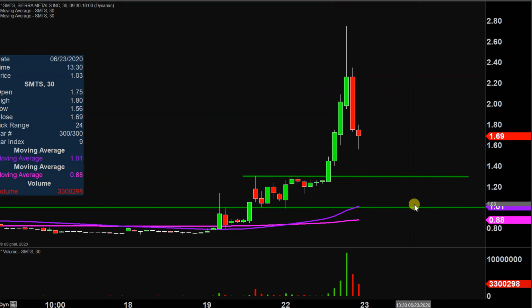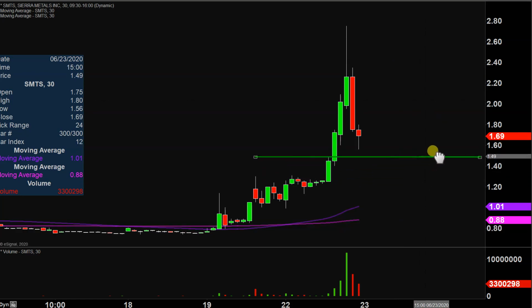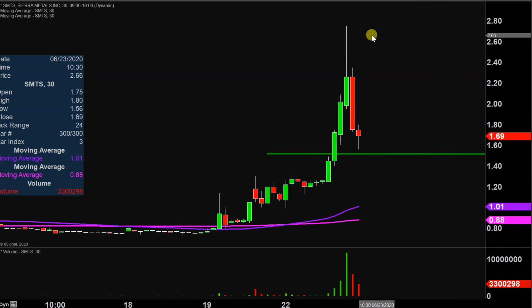But what I'm going to do here is actually get rid of that line, because that level served its purpose, but I don't want to risk causing clutter and confusion because there's lines everywhere from the presentation standpoint. So let's try to keep this as clean as possible. But I do want to adjust this level up here and talk about the newest area of support being right around the $1.50 mark.